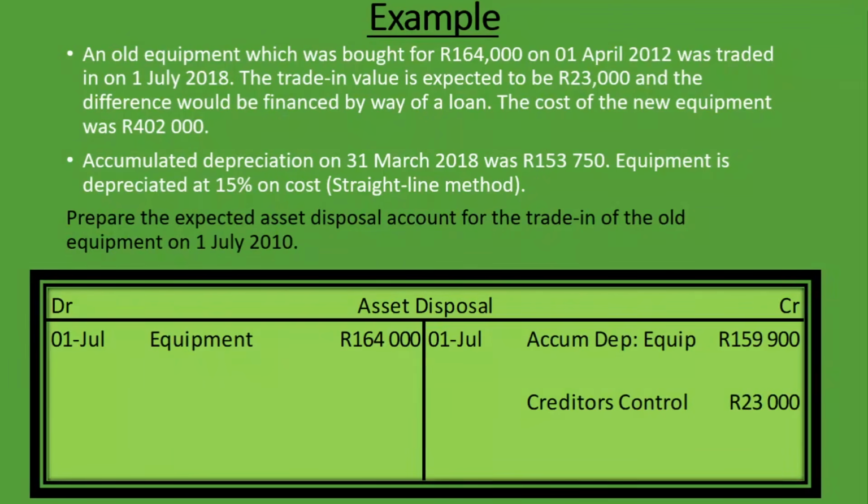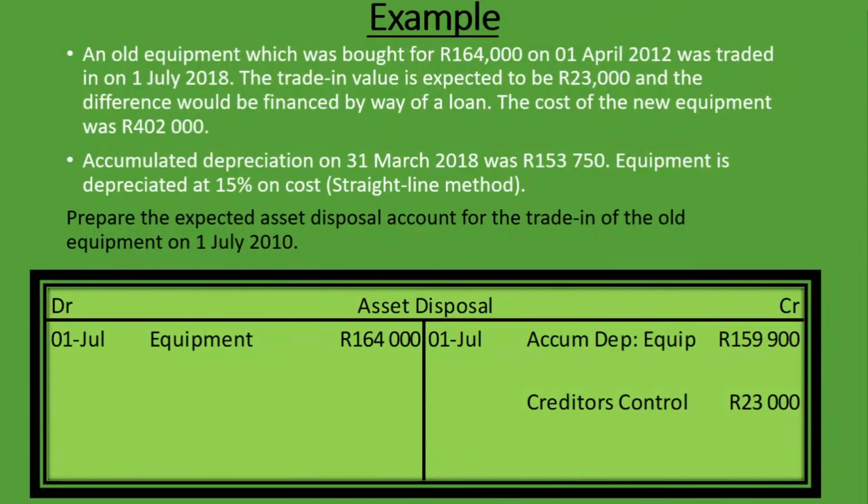Now if you had sold this equipment for 23,000 Rand on cash, you'd put cash here as opposed to creditors control. But in this case it was a trade-in, so we put creditors control on the credit side, and we put the amount there, 23,000 Rand, which were the proceeds. Now the question is, what do we do next? The next thing that we need to do is to get the loss on disposal or the gain on disposal. How do we do that?